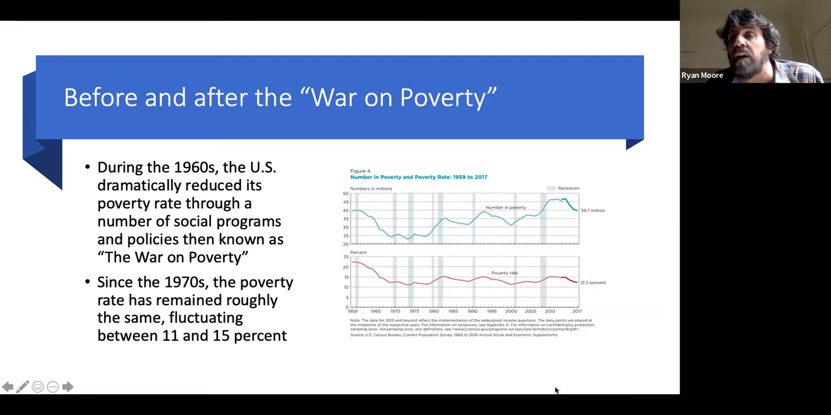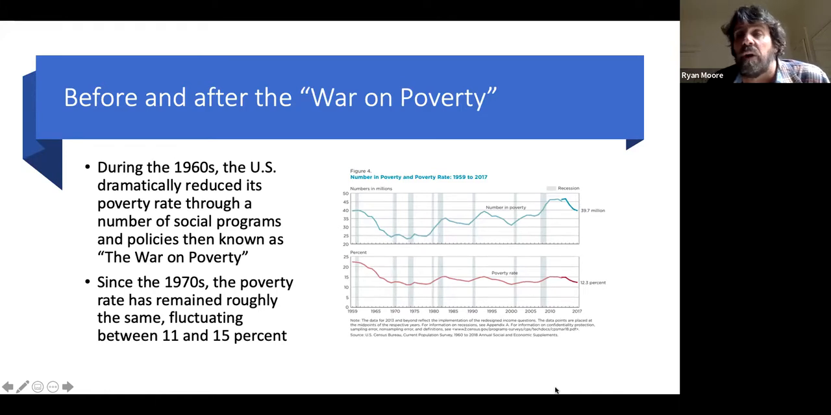Mostly enacted by the administration of Lyndon Johnson and John F. Kennedy. And they were intended, just like it says, to create social programs and policies that would reduce the amount of people living in poverty. And they had great success in doing so.